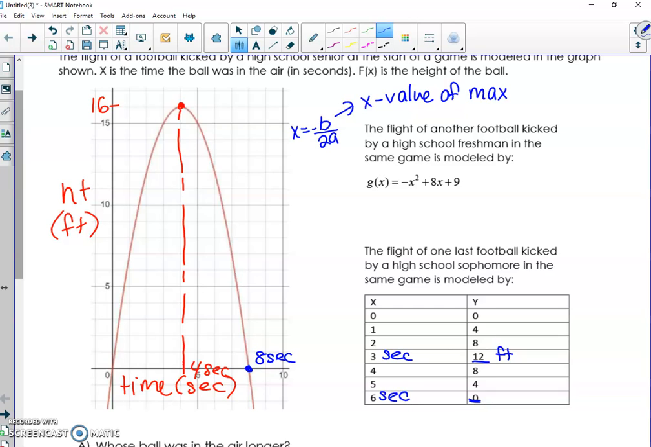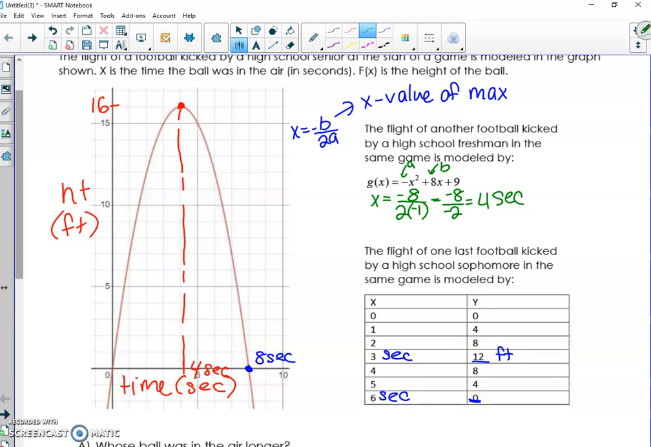So if we do that for this one, a, b, and c are the same as if you were using the quadratic formula, right? A is the number in front, b is the number in the middle, and c is the number in the back. So for this one, negative b would be negative 8, right? B is 8, over 2 times a, which is negative 1. So that would be negative 8 over negative 2, which is 4. So at 4 seconds, that's when it hits its maximum.